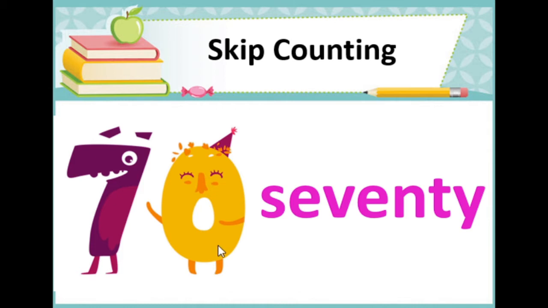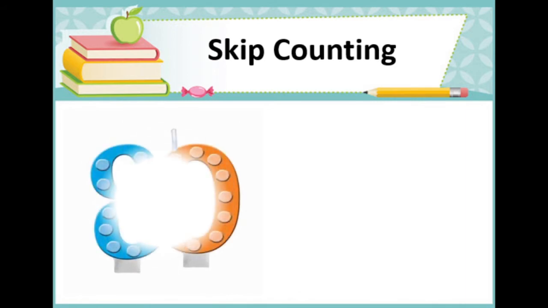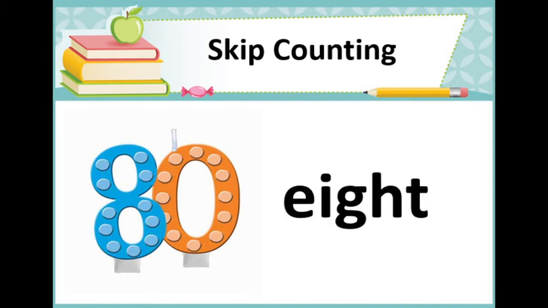Next, after 70, what number is next? Numbers having 8 and 0. How do you read numbers 8 and 0? 80. Great job. Again, 80.